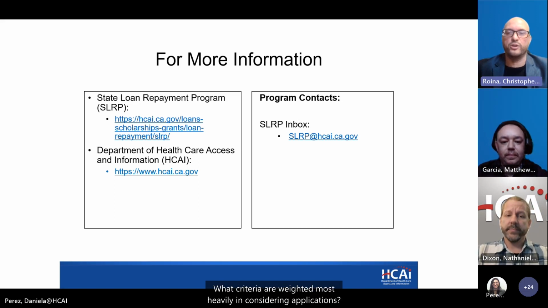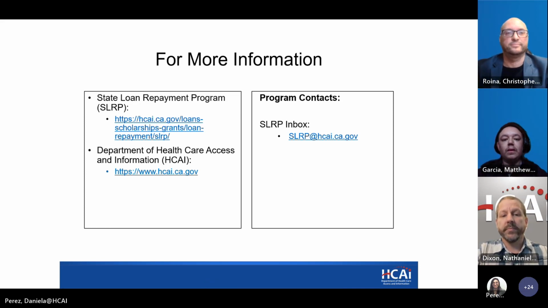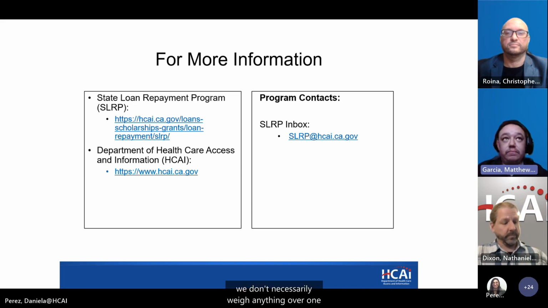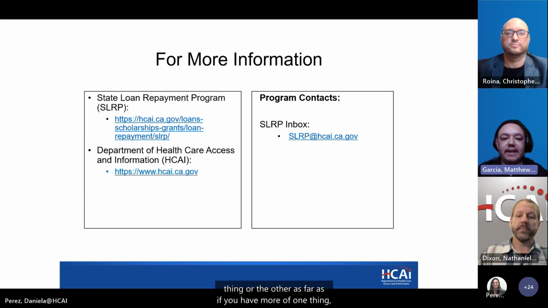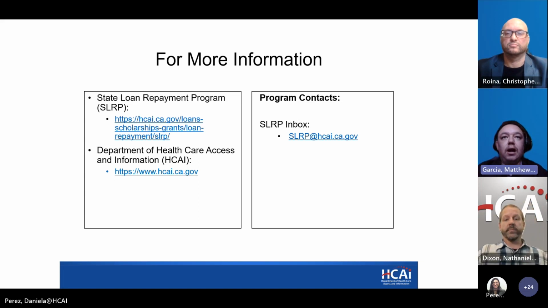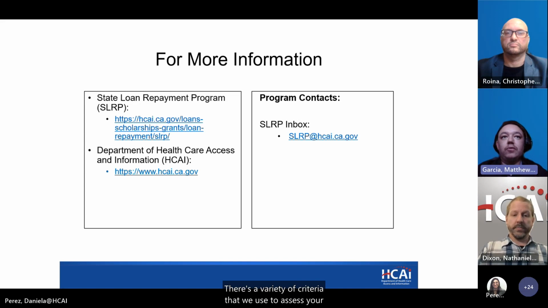Let's see. What criteria are weighted most heavily in considering applications? As far as the weight of applications, we don't necessarily weigh anything over one thing or the other. As far as if you have more of one thing, we do look at your application as a whole. We look at the location that you're in. We look at the services provided. There's a variety of criteria that we use to assess your applications.